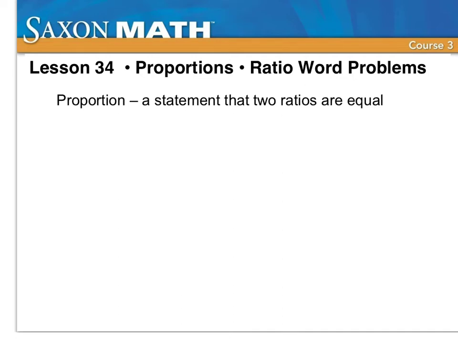Alright, this is lesson 34. We're talking about proportions and ratio word problems. First, we need the definition of a proportion. A proportion is just a statement that two ratios are equal to each other. Okay? And we will talk about what that means as the slides go on. So let's go ahead and get started.